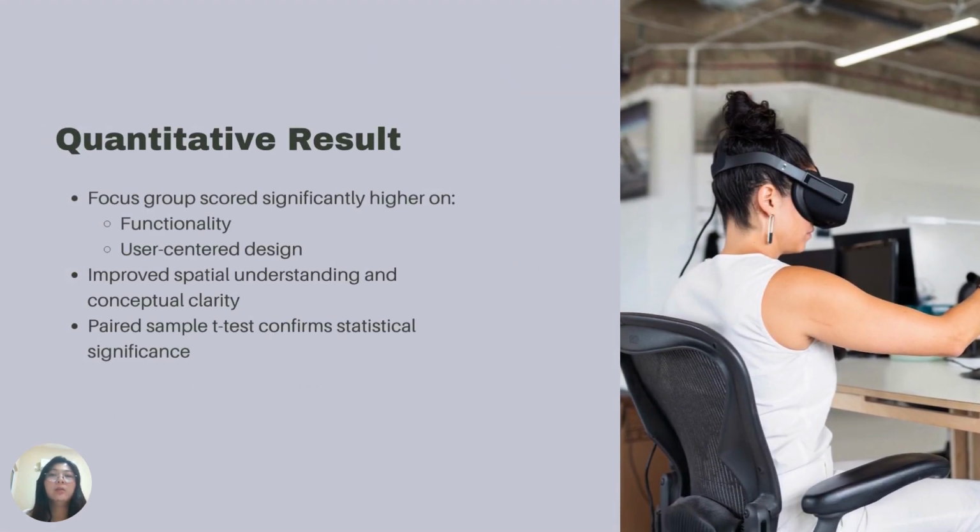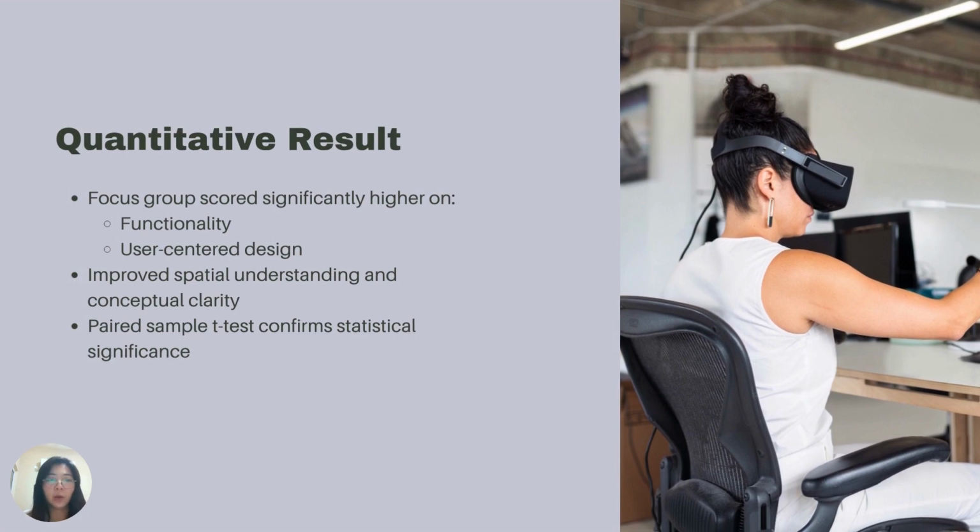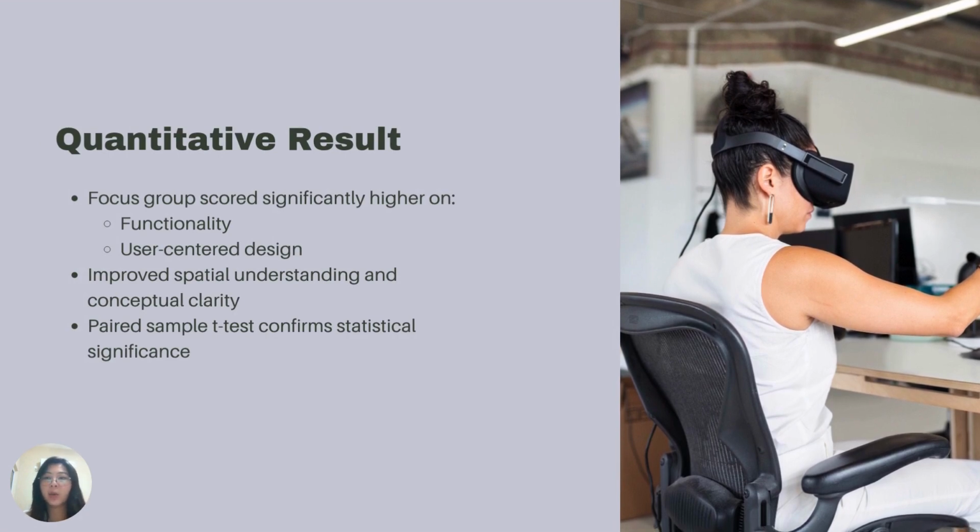Then in the results, we have two types of results: one is the quantitative result and the other is the qualitative result. In the quantitative results, the data shows a significant improvement in the focus group. There are two main points showing significant improvement in the focus group's student performance, especially in the criteria of functionality and user-centered design.